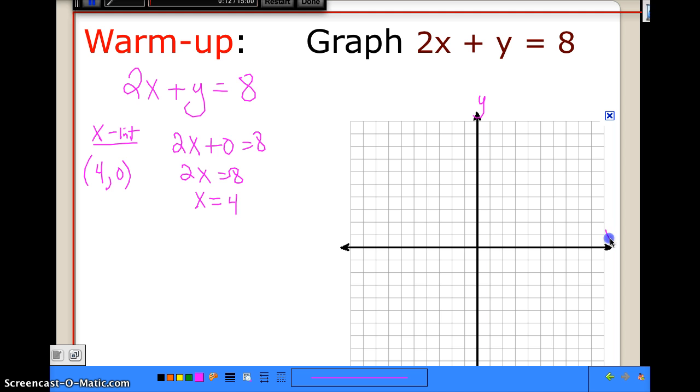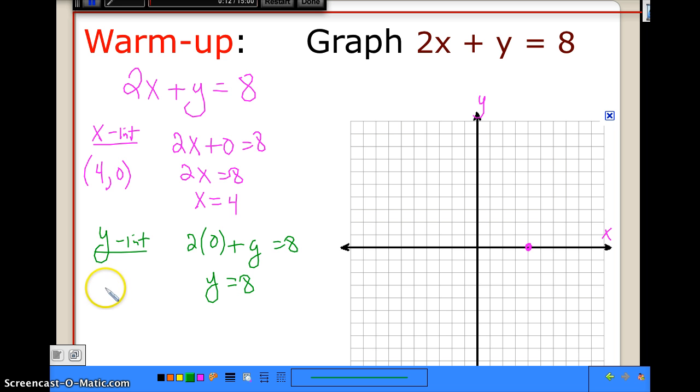Go to your graph, and 1, 2, 3, 4 would be right there. Then go ahead and find your y-intercept by substituting 0 in for x, and we get y is equal to 8. So your y-intercept is 0, 8. 1, 2, 3, 4, 5, 6, 7, 8.